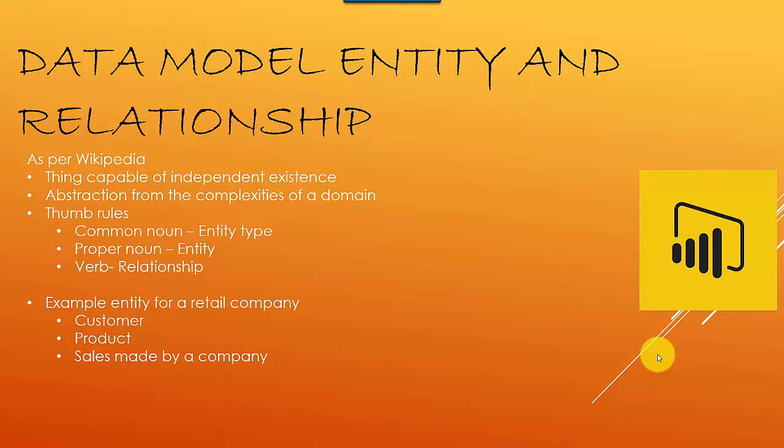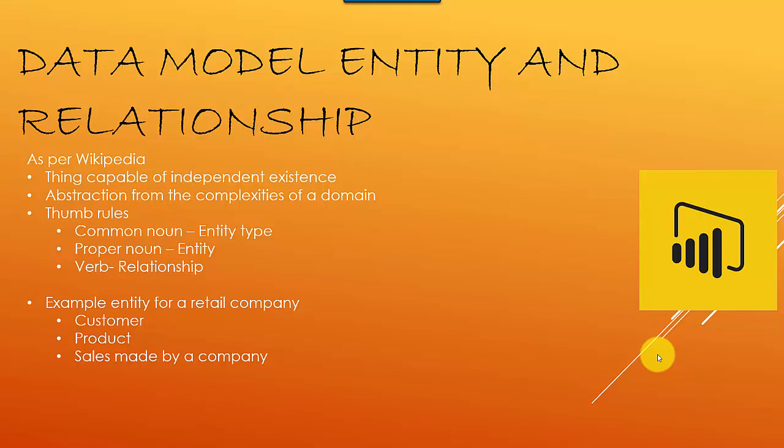Hey everyone, in this video we will discuss a couple of key concepts related to data modeling before we go on with the next few chapters. So we'll discuss the concept of entity and relationship. As per Wikipedia, and I copied this definition from Wikipedia, an entity is anything which is capable of an independent existence, abstraction from the complexities of a domain.